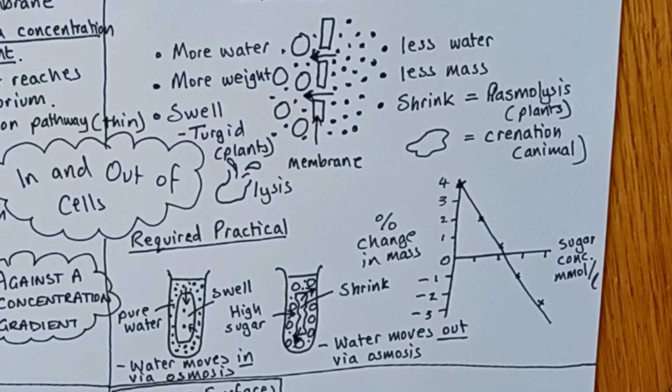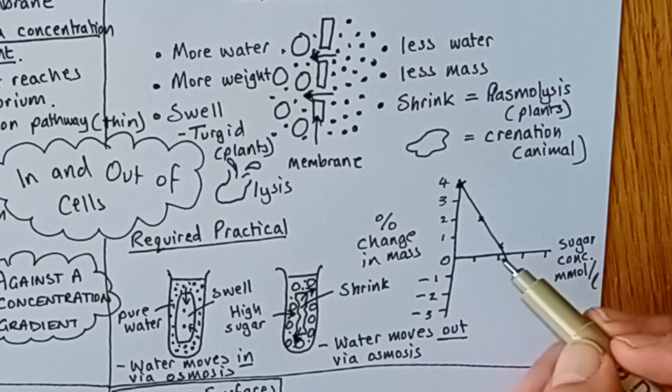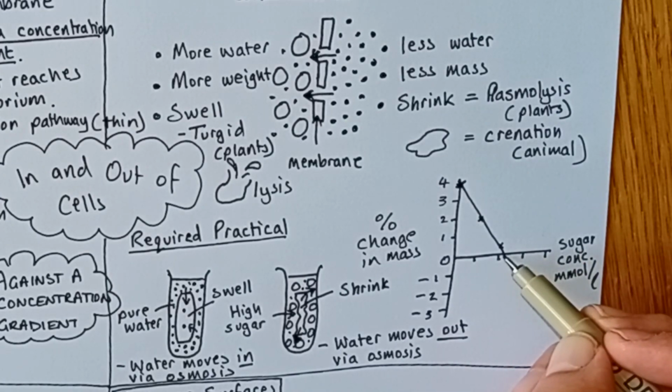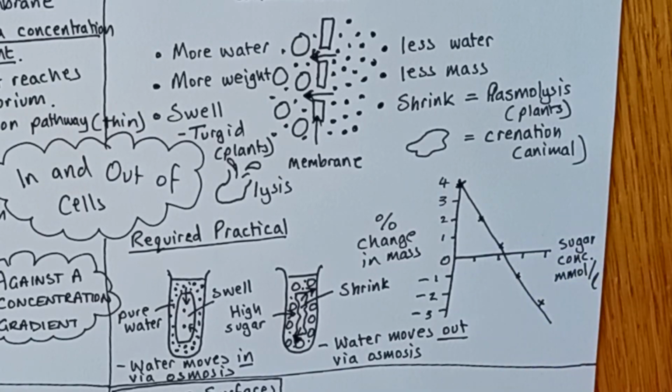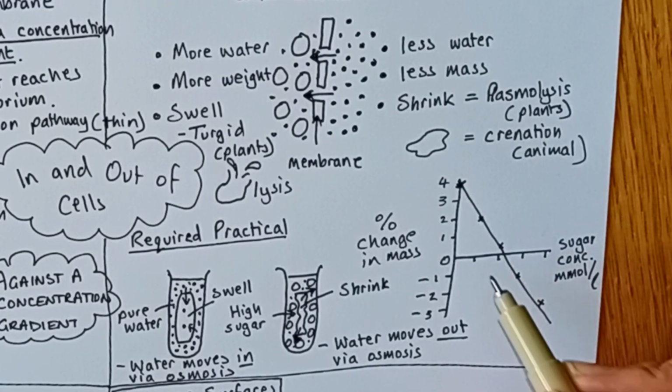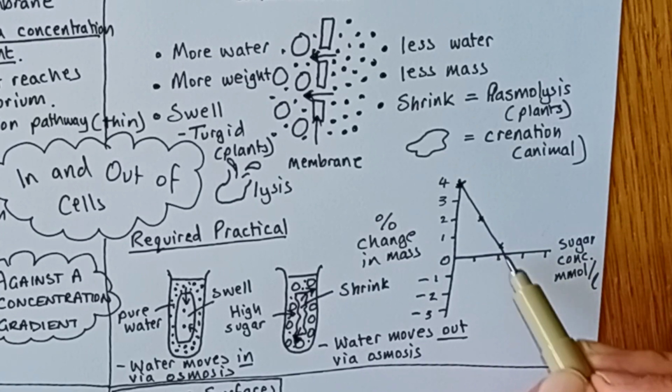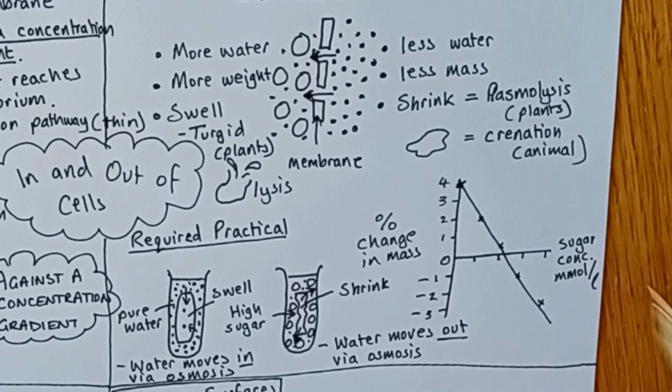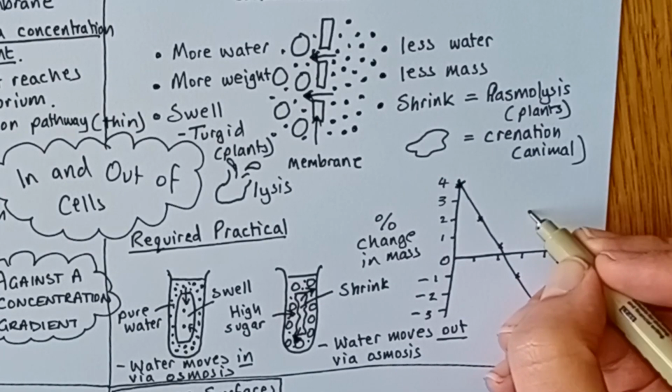Right, that's quite tricky. It's also worth saying that at this point here, where there is no change in weight at all, no change in mass, that means that the concentrations are equal, which means the concentration of sugar on the outside is equal to the concentration of sugar on the inside in the cytoplasm, and so there's no net movement. And that tells you that that's the amount of sugar in potato cytoplasm.